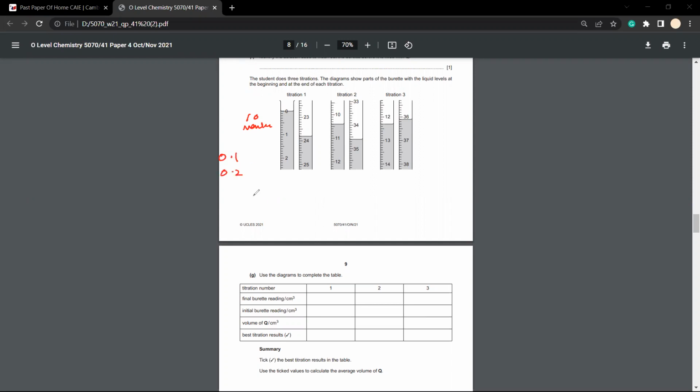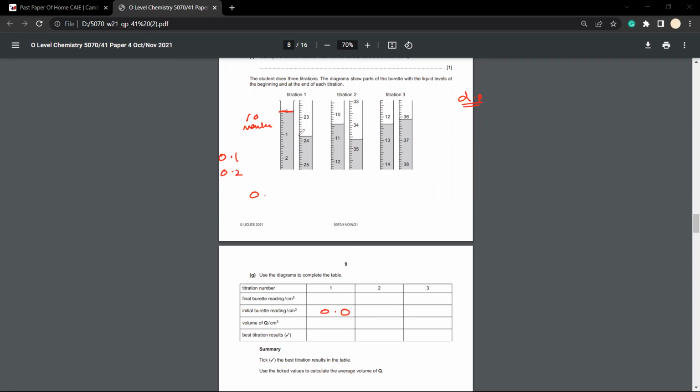हमेशा याद रखिए कि burette की हमेशा reading 1 dp 1 decimal place तक होनी चाहिए. So if you just writing down the initial burette reading for experiment 1 as 0, so the examiner will deduct 1 complete mark. So your burette reading should be up till 1 dp 1 decimal place. So we'll be writing down that the initial reading was basically 0.0, right?